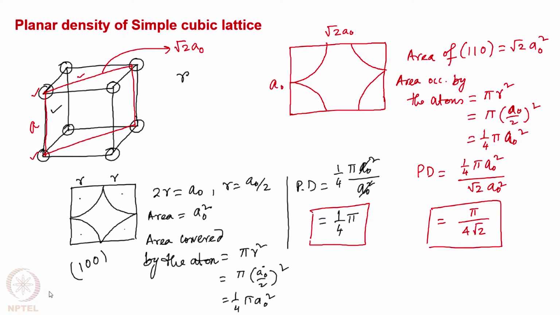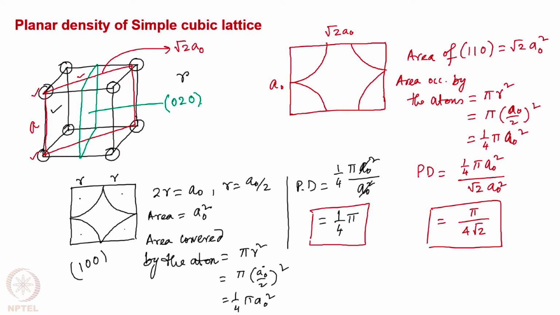What will be the planar density of this particular plane? What are the Miller indices for this plane? The Miller indices for that plane is 0 2 0.